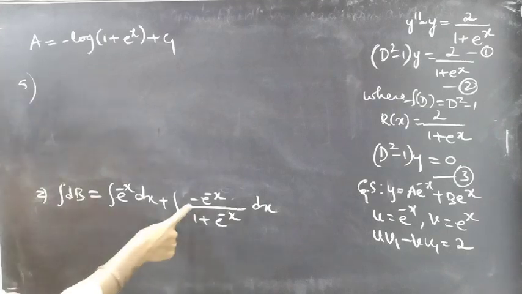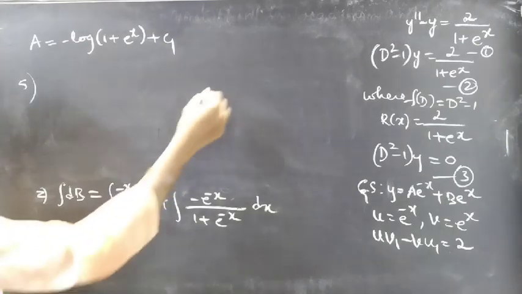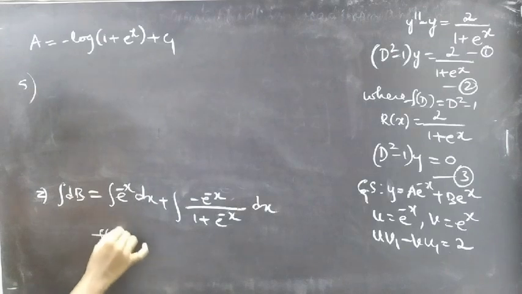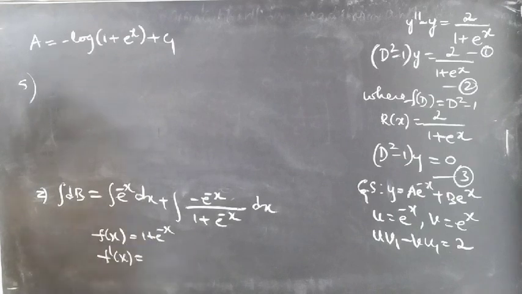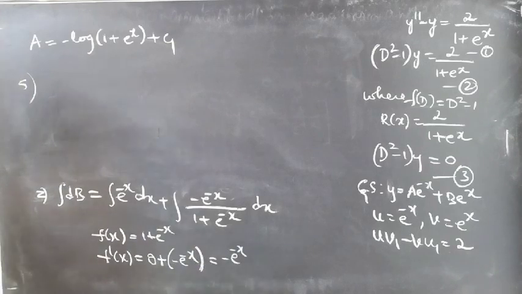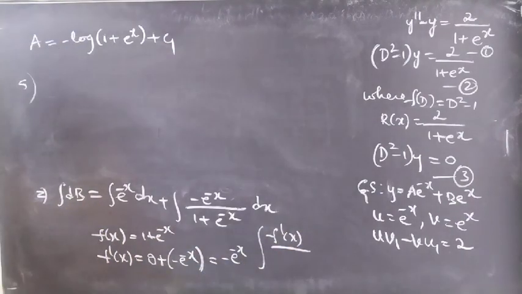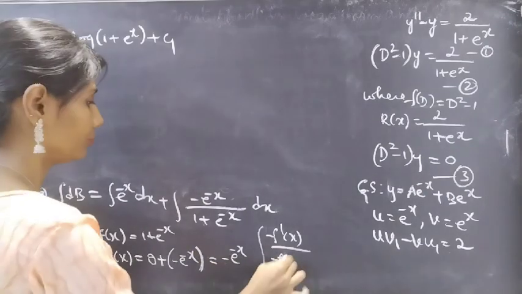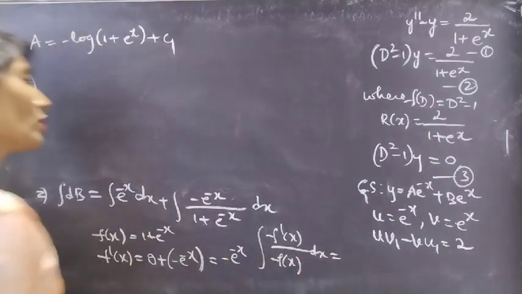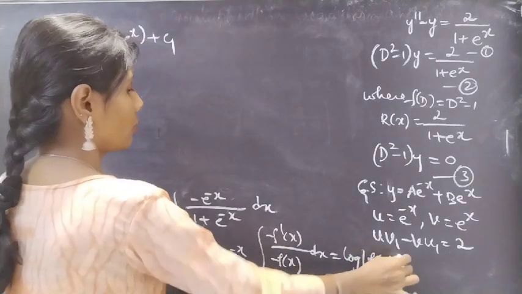Here in the integrand we have minus e power minus x by 1 plus e power minus x. If f of x equals 1 plus e power minus x, then f dash of x will be the derivative of 1 with respect to x, which is 0, plus the derivative of e power minus x with respect to x, which is minus e power minus x. So here the integrand is of the form f dash of x by f of x. We know that the integral of f dash of x by f of x dx is log mod f of x, so we'll get log mod f of x here.